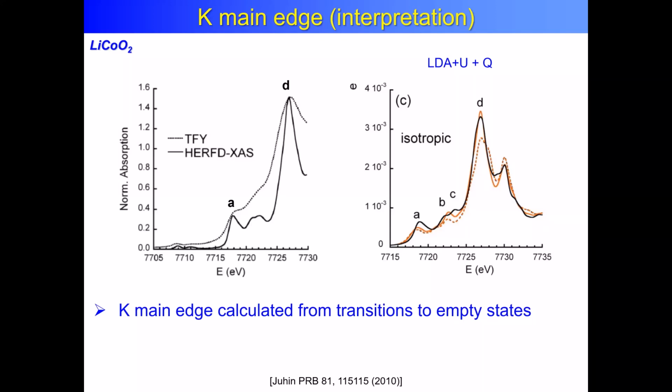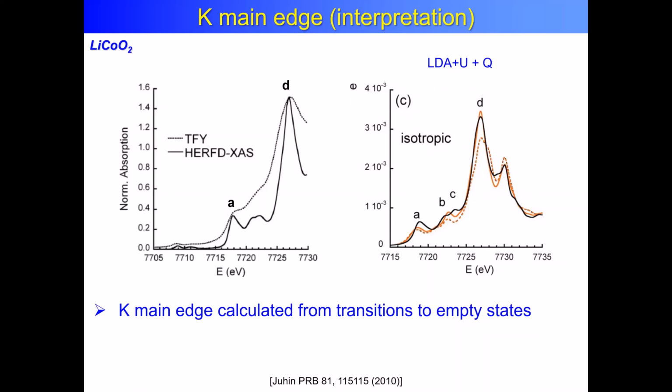This is LDA plus U plus the core hole potential. It's not perfect, but it gives a reasonably good description of the experiment. So peak A you can see in both, and then B and C are the two small peaks in the HERFD, and peak D is the first peak in the white line of the fluorescence.